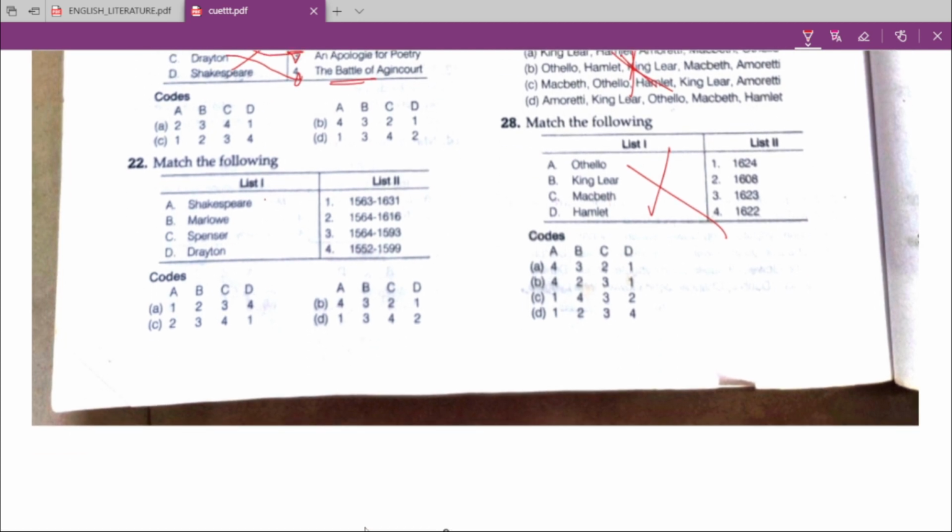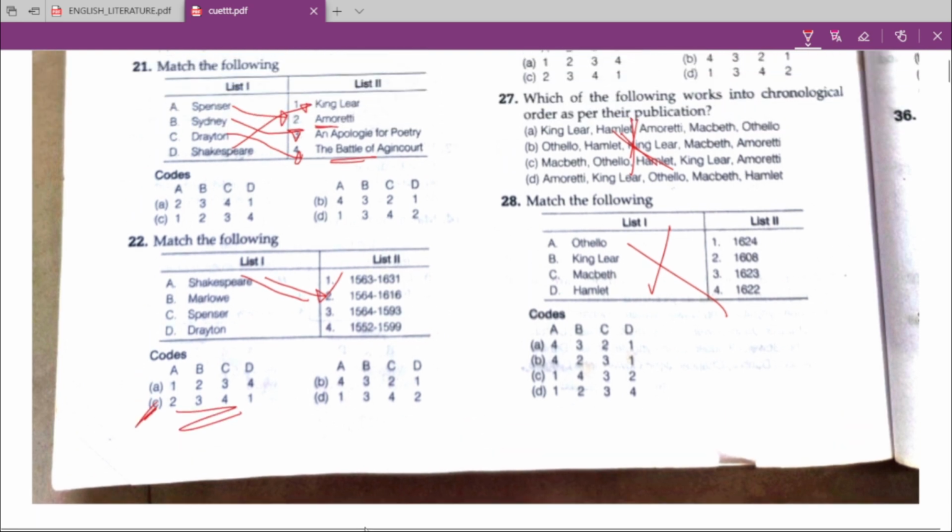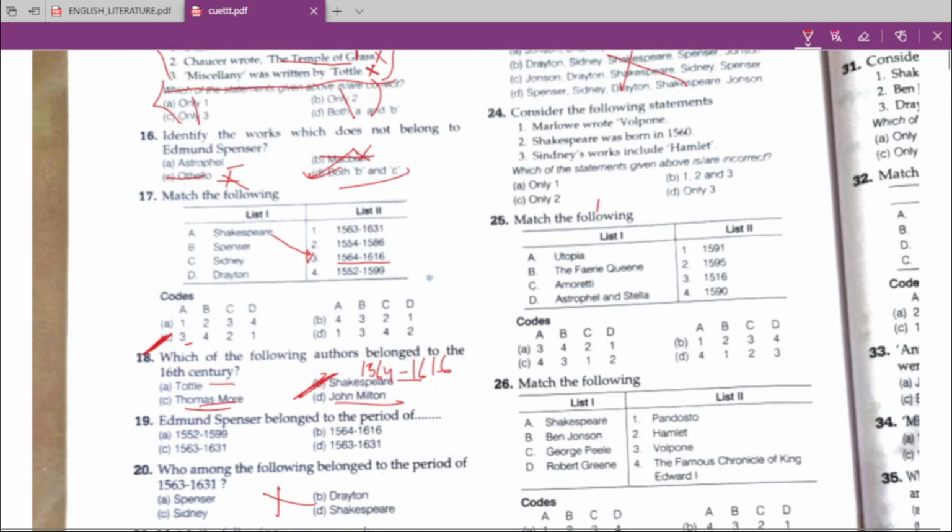Shakespeare, 1564 to 1616. So A equals 2. A equals 2, so C is the right option. Next question. Question number 23.